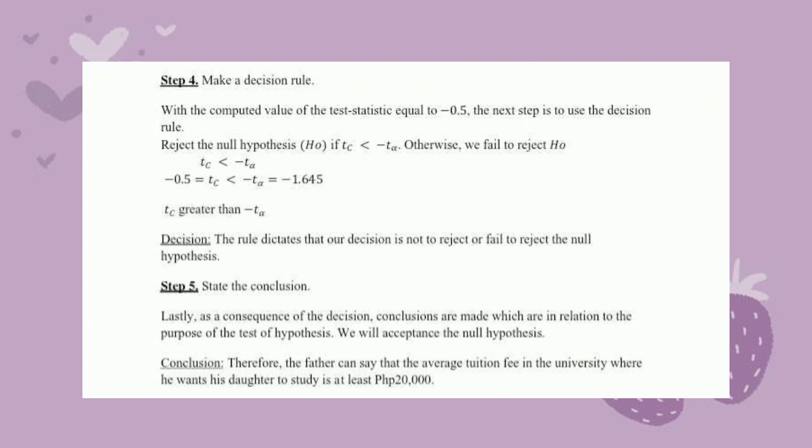For the last step, we state the conclusion. As a consequence of the decision, conclusions are made which are in relation to the purpose of the test of hypothesis. Therefore, the father can say that the average tuition fee in the university where he wants his daughter to study is at least 20,000 pesos.